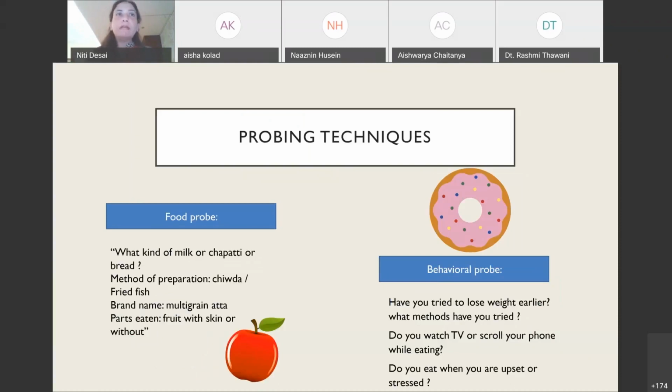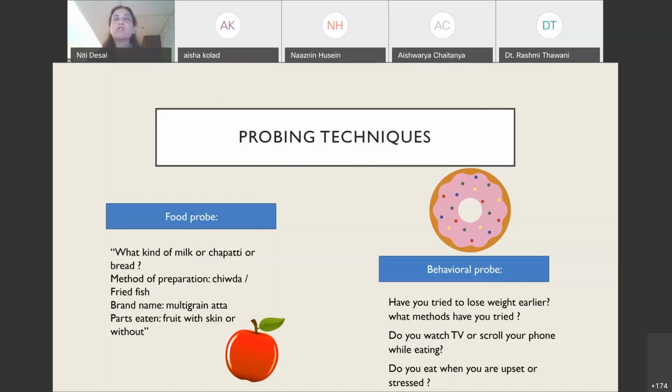Food probes, very, very important. What kind of milk, what kind of chapati, what kind of bread are you using? Sometimes even asking the brand names helps, because for example, with multigrain atta, patients think they are using multigrain, but for some brands it's still 95% wheat. So these are some probing questions that we need to definitely ask. Method of preparation, especially for something like chivda, which could be roasted or fried, makes a whole lot of difference.